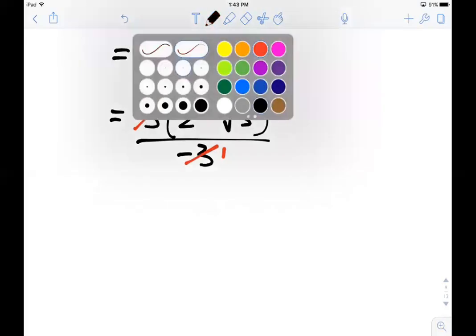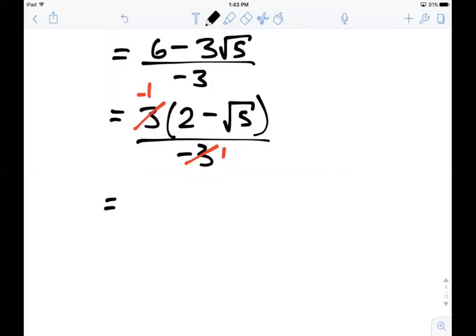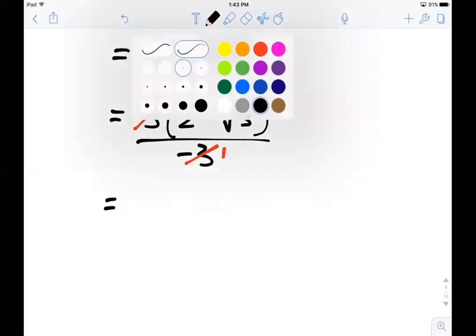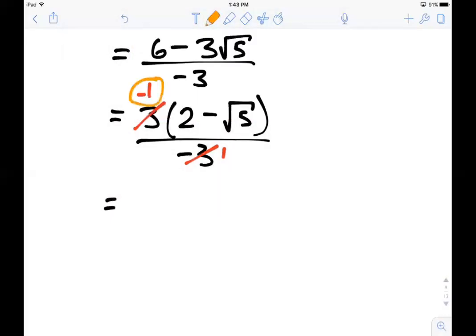So what do I actually get there? Well, suddenly I have this negative 1 that then needs to be expanded or multiplied by each of these terms. So my numerator that I have left is really negative 2 plus root 5. And I don't need to write anything in my denominator at all. Let's try one more.